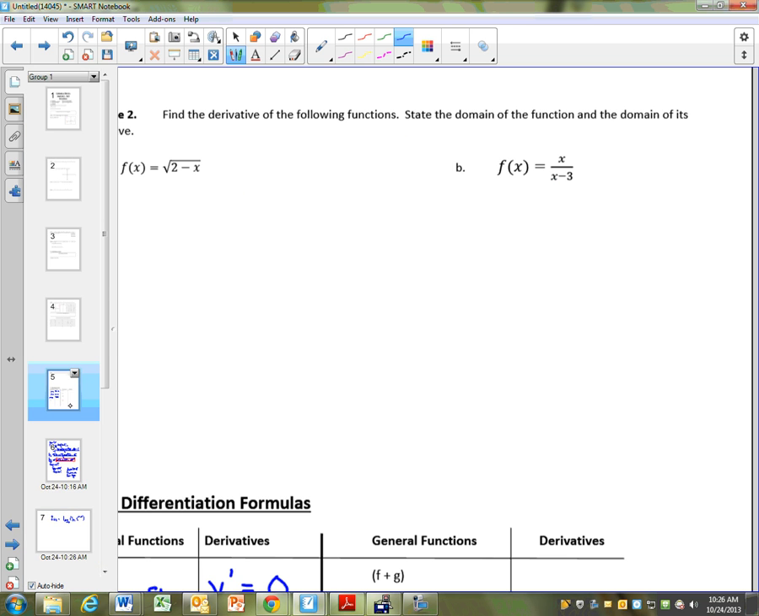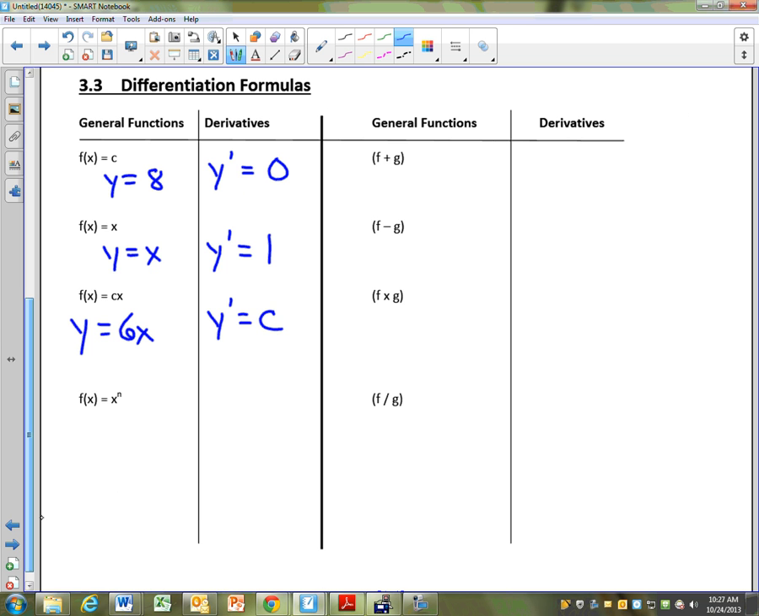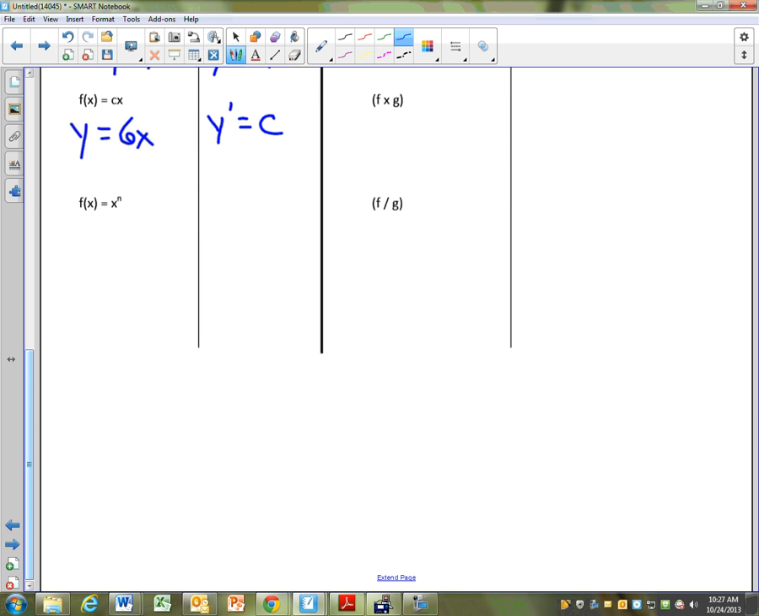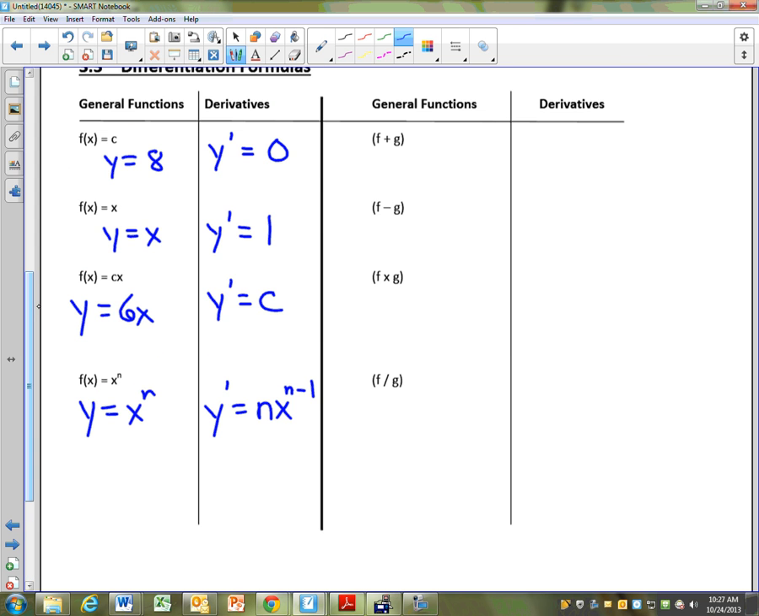All right, so let's finish off the notes. The derivative of x to the nth: if y is equal to x to the nth, y prime is equal to n times x to the n minus 1. So this is a very happy time for us. We are going to actually also do these.